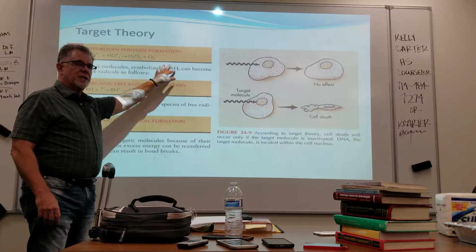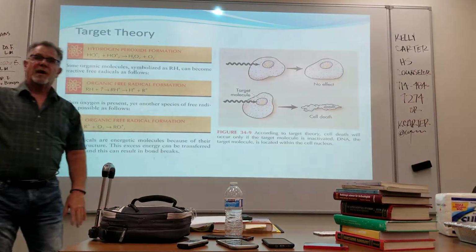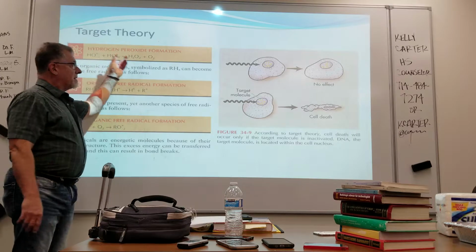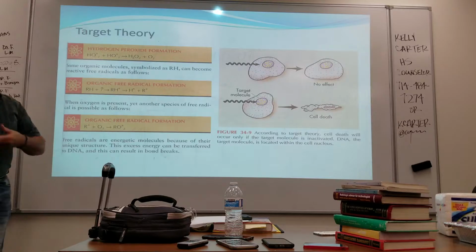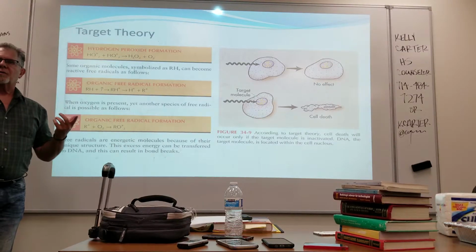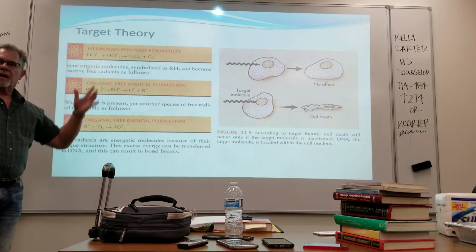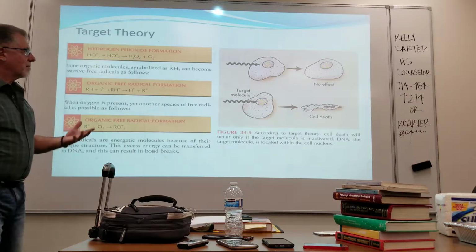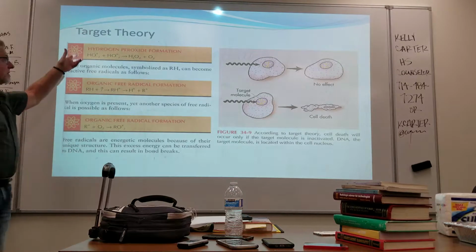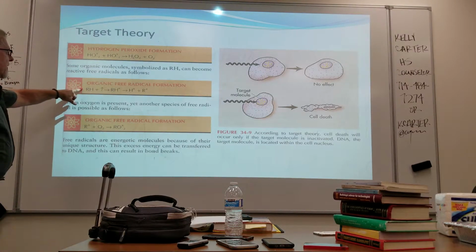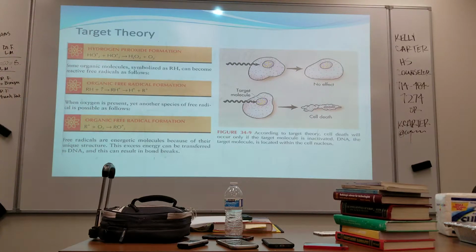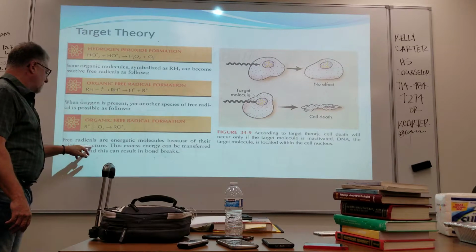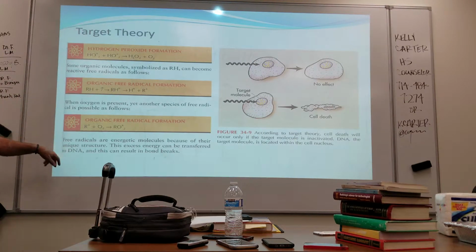So what you need to think about is your cells are constantly being bombarded, not just by radiation, but by their own systems of what they make. That was one of the things that led them to repair. So if cells are repairing the things that they produce that are not good for them, maybe they repair radiation damage, and they do. So you can have organic free radicals formed in different ways. They're energetic, they have a unique structure, and the energy can be transferred to DNA and it results in bond breaks.